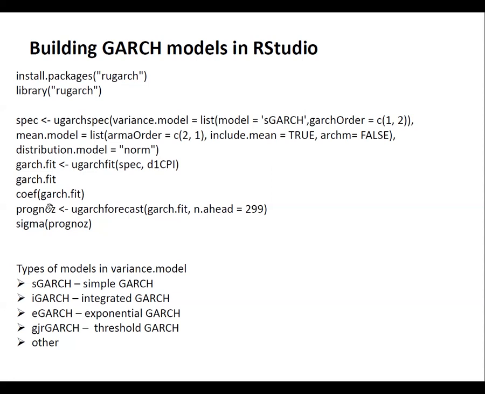Well, the next two commands are forecasts. That is, for forecasting using GARCH, we use the ugarchforecast command using the garchfit model and indicate that the forecast should be for here, for example, 299 periods. So the command sigma(prognose) gives us a forecast of the standard deviation for this variable prognose. We'll talk about these commands in more detail in the seminars.